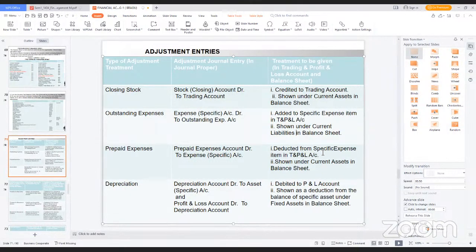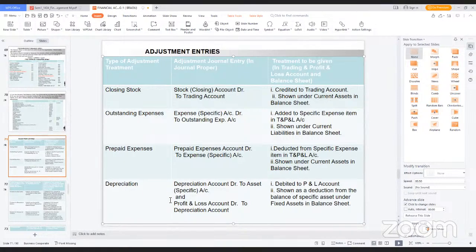First you have to deduct it from the specific expense item in the trading account or in the profit and loss account. And next you have to show that in the current assets in the balance sheet. Means you have paid in advance, and you are expecting the benefit afterwards. So that will be shown on the asset side of the balance sheet. If it is outstanding, you will show it in the balance sheet on the liability side. If it is prepaid expenses, you will show it on the asset side in the balance sheet.